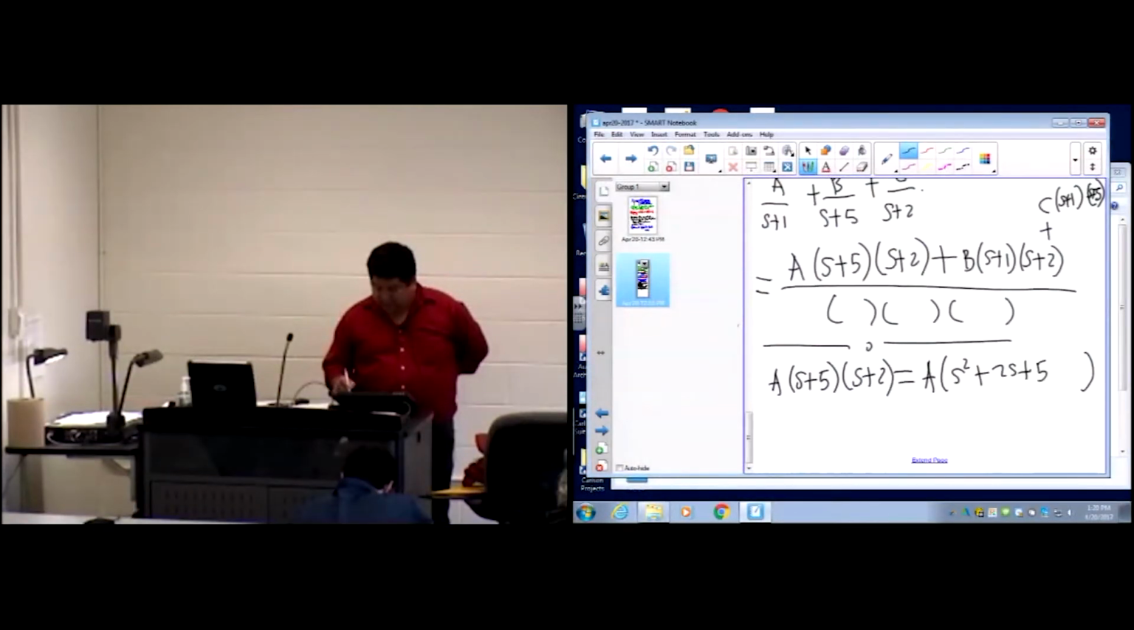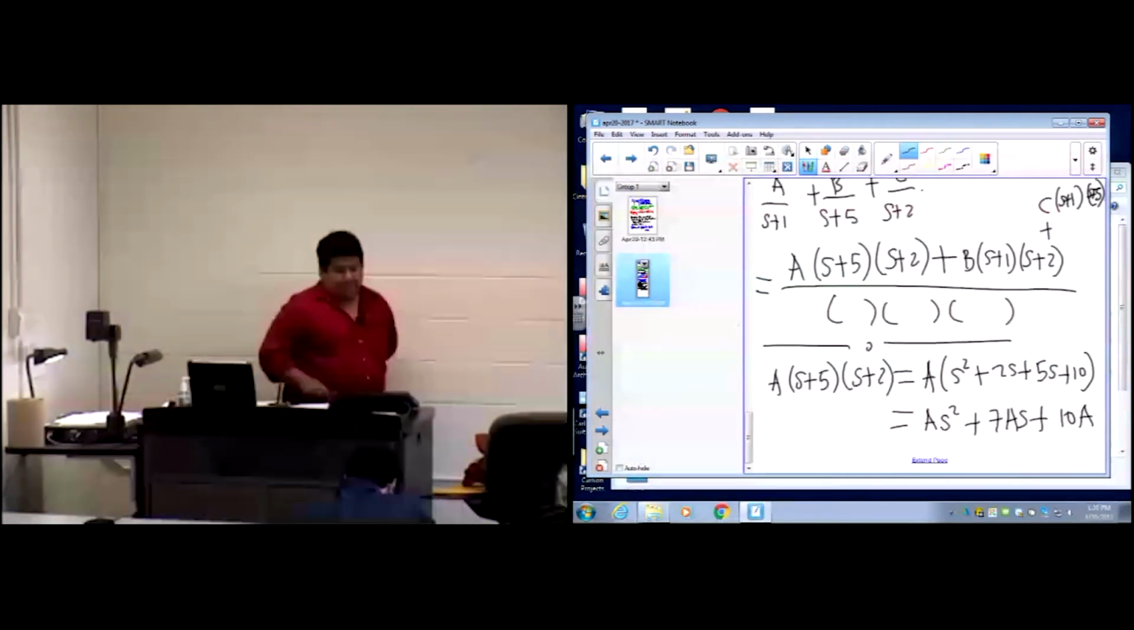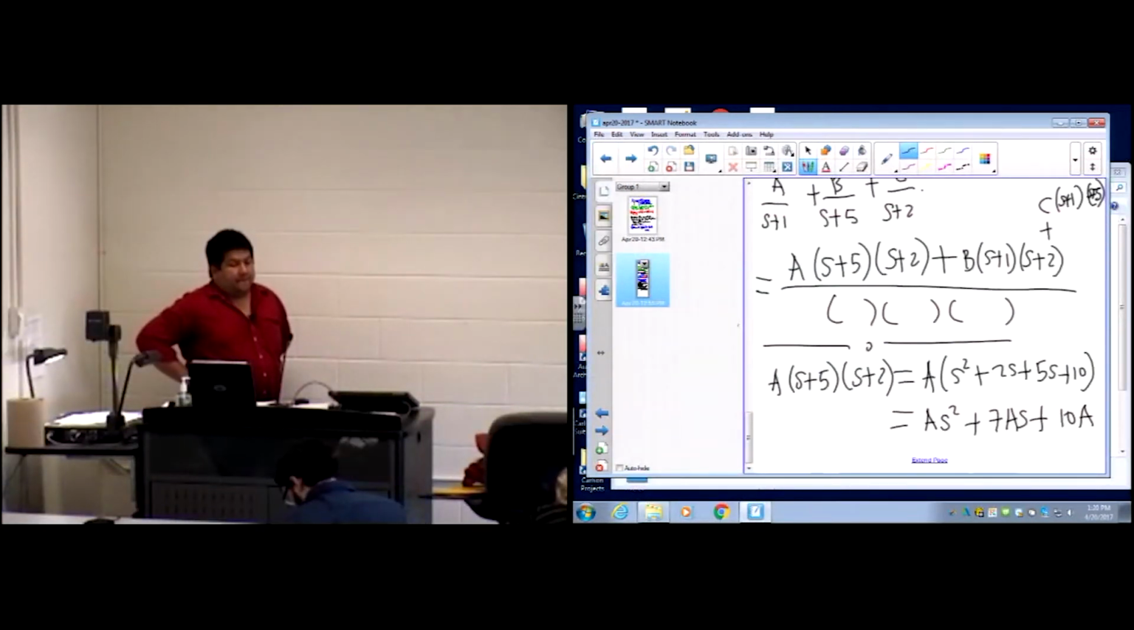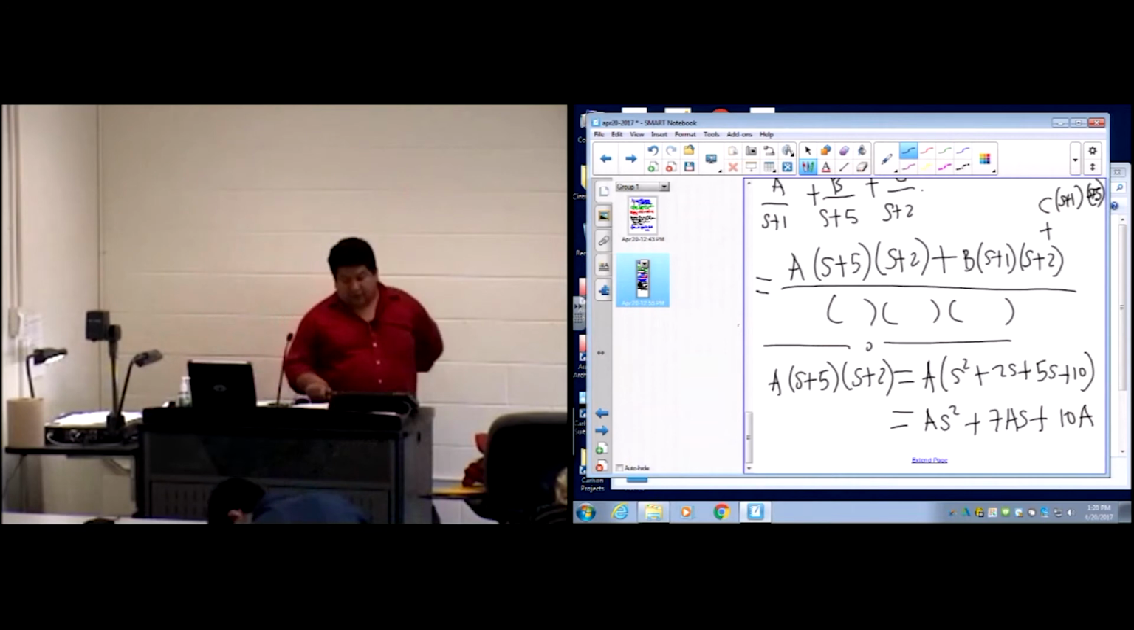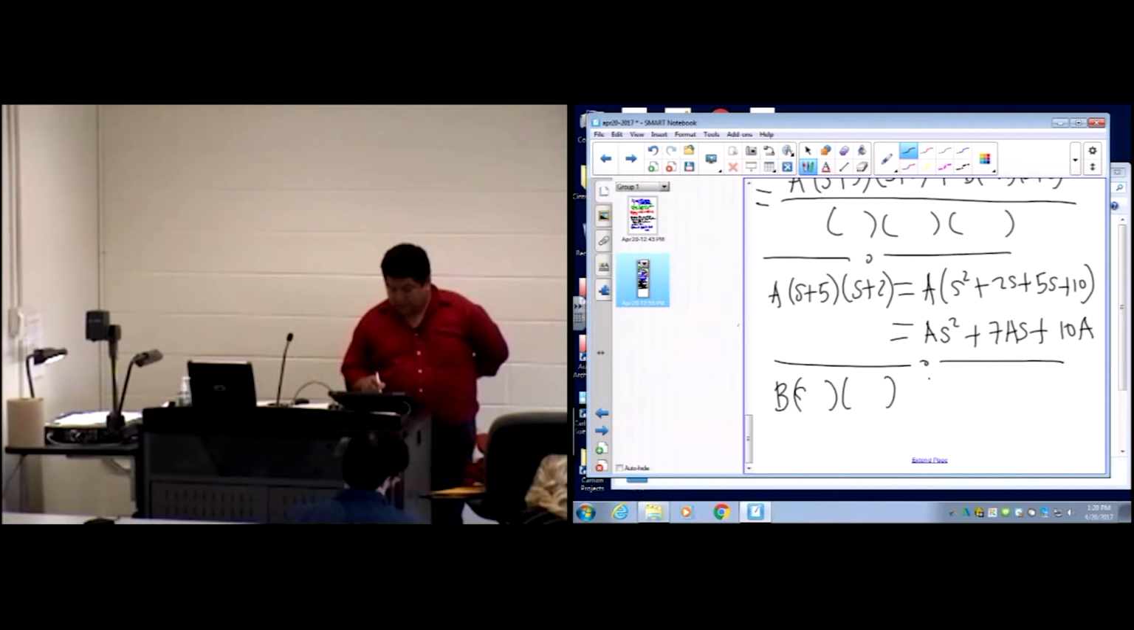Now, let me work with the next one, the one that involves the letter b, or the coefficient b. Okay? So this would be b times s plus 1, s plus 2. This is the same as b times the quadratic s squared plus 2s plus 1s plus 2, which becomes b times s squared plus 3bs plus 2b.